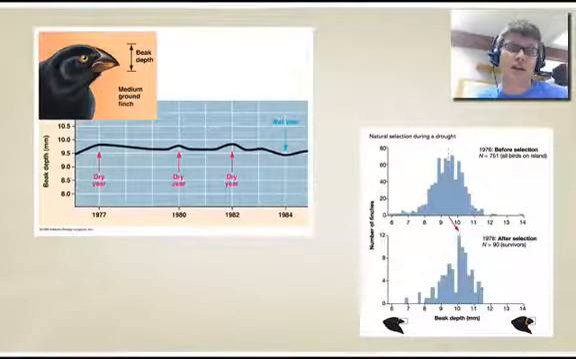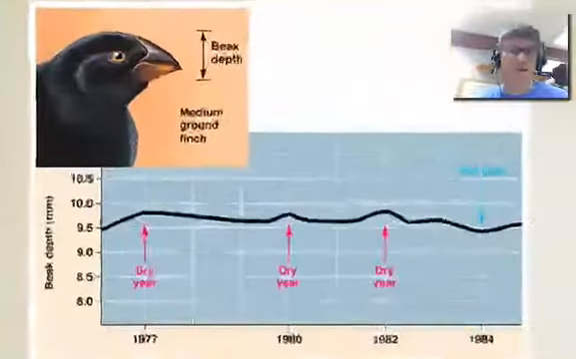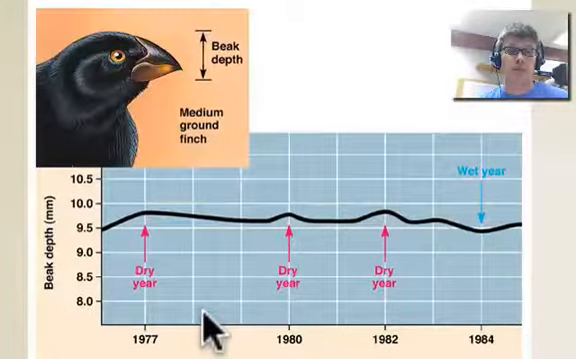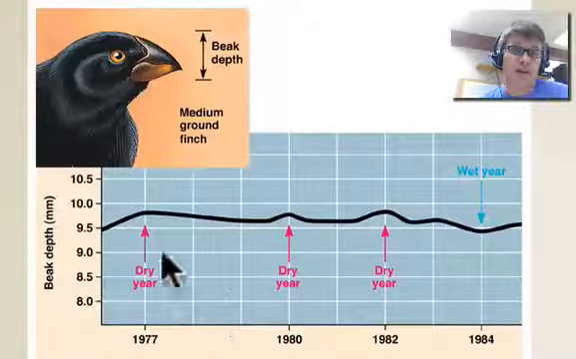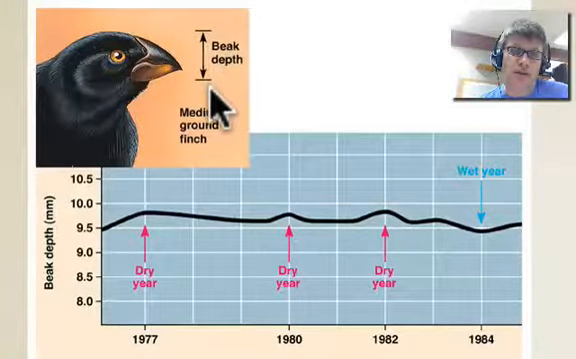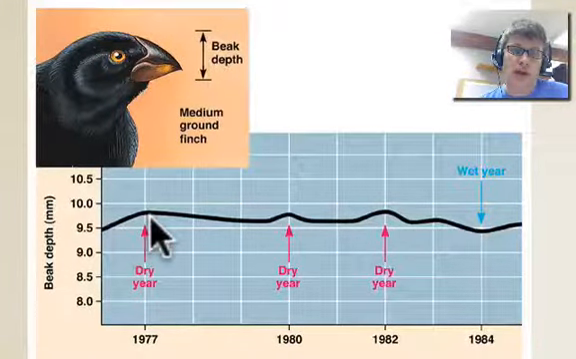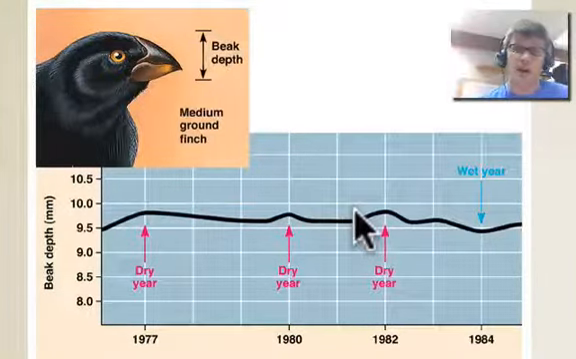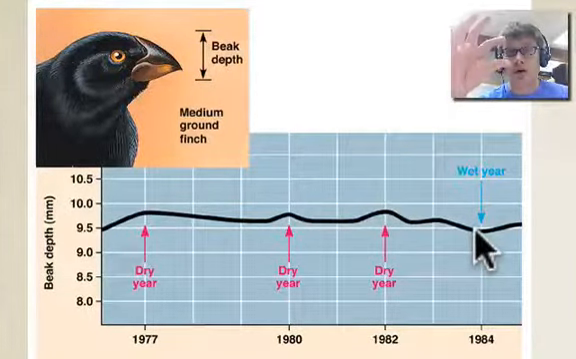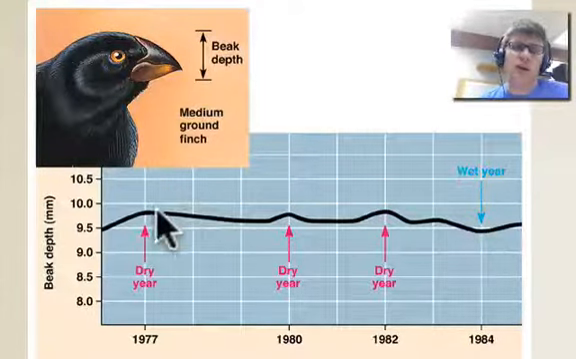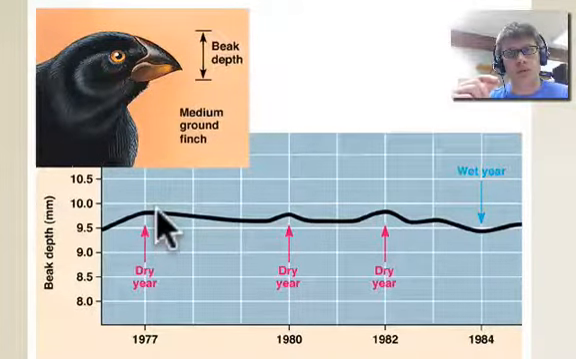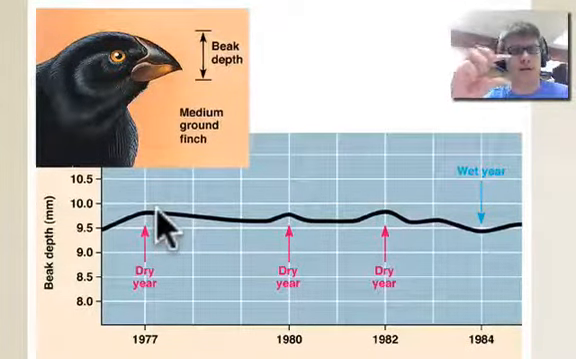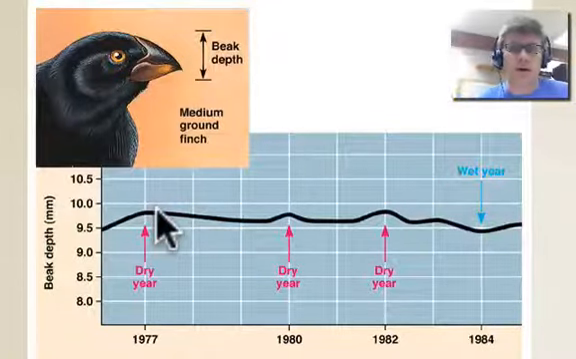This is a famous study that was done on the ground finches of the Galapagos Island. This is by Peter and Rosemary Grant. And what they studied was the beak depth of ground finches, and they found that during dry years the average would actually go up. In other words, their beaks would get a little broader, and then during wet years they would get smaller. This kind of makes sense if you think about it. During a dry year it's hard to crack open seeds, and so you want a beak that's a little bit bigger. It's kind of like a bigger pliers. You can open them up.